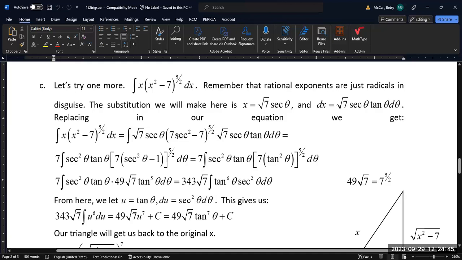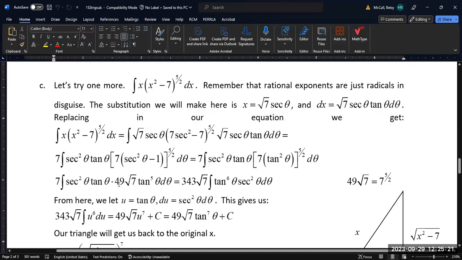Now, the one that's under the radical, you have to work a little harder at, but this square root of 7 and this square root of 7 becomes 7. We've got our secant squared tangent. We'll come back to that. This, we've pulled out the 7. It's still under the radical at this moment, but to get our secant squared theta minus 1, we apply our Pythagorean identity to turn that into tangent squared. And then this 7 is raised to the 5/2 power.